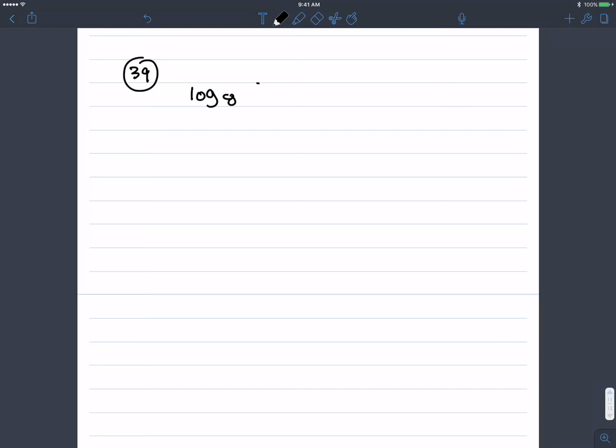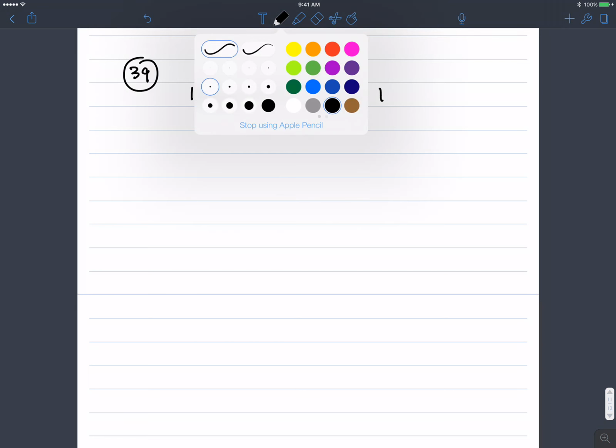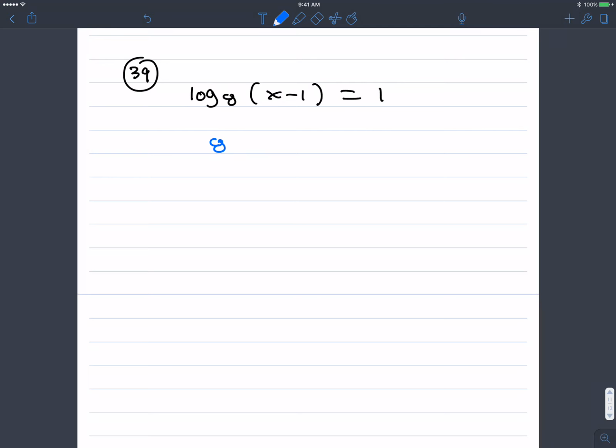Log base 8 of x minus 1 equals 1. Use the definition. 8 to the first power is x minus 1, or 8 is x minus 1. If I add 1 to both sides, 9 is x, or x is 9.